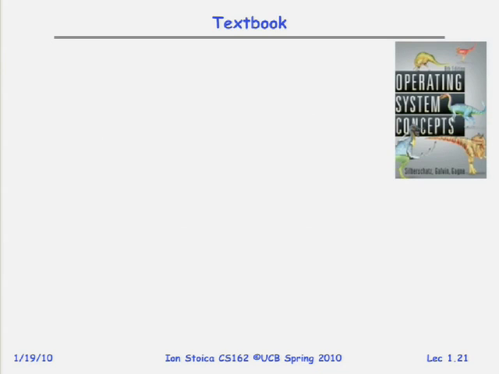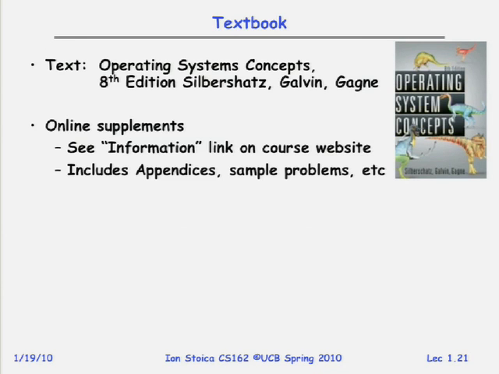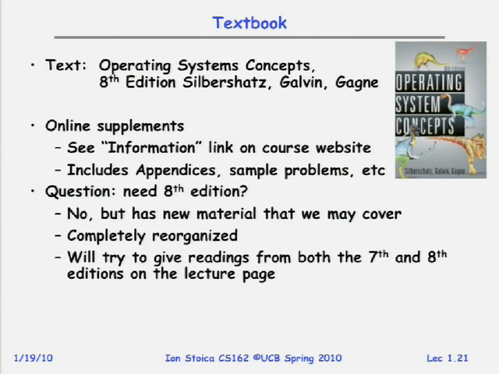Okay, the textbook. It's Silberschatz, Galvin, and Gagne, the 8th edition. There is an information link on the course website. I encourage you to go to that link and see additional materials. You have appendices, sample problems, and so forth. One of the questions is, do you need only edition 8? The answer is no. If you have edition 7, that's fine as well. When we give the reading on the class webpage, we give the readings for each lecture, both from the 8th and 7th.